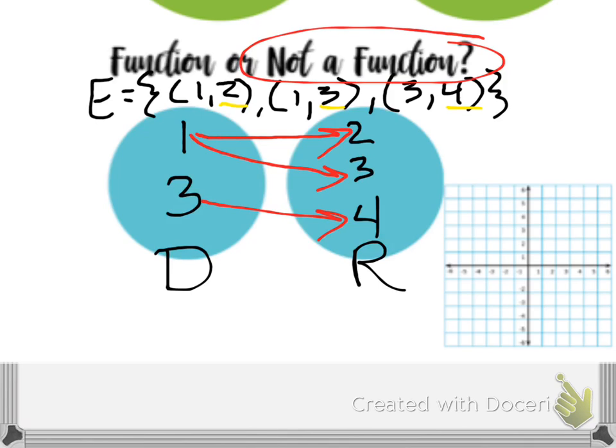And if I graph the ordered pairs (1, 2), (1, 3), and (3, 4) right here, then this graph is going to show me that this isn't a function because I have 2 points that are basically one above the other, lined up in the same x coordinate. So that right there is going to tell you not a function.